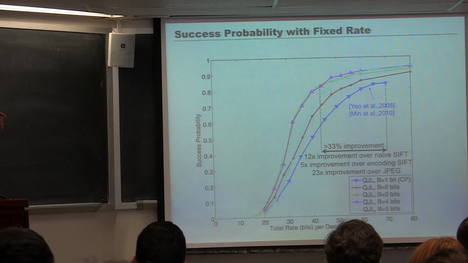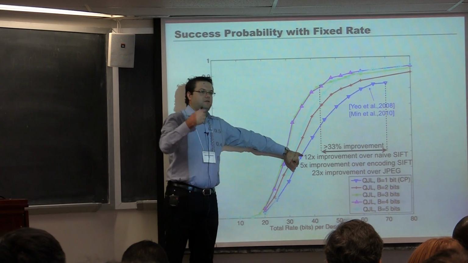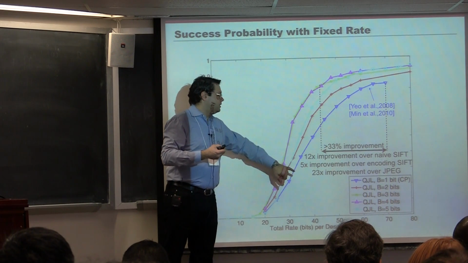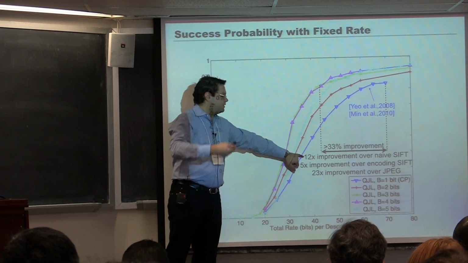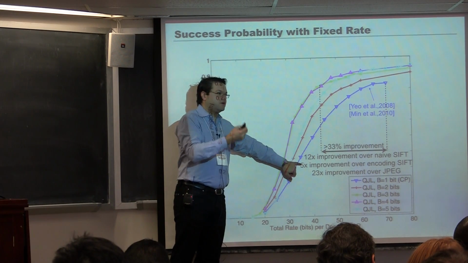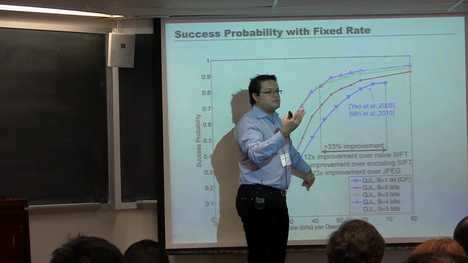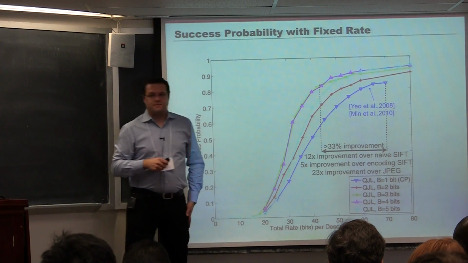So you can get a 33% improvement from the state of the art in this area. And you can actually show that if you naively send SIFT, you can get a 12 times improvement. If you quantize and naively encode SIFT, you can get a 5 times improvement. And if you were to just transmit the image, you can get a 23 times improvement in the rate.